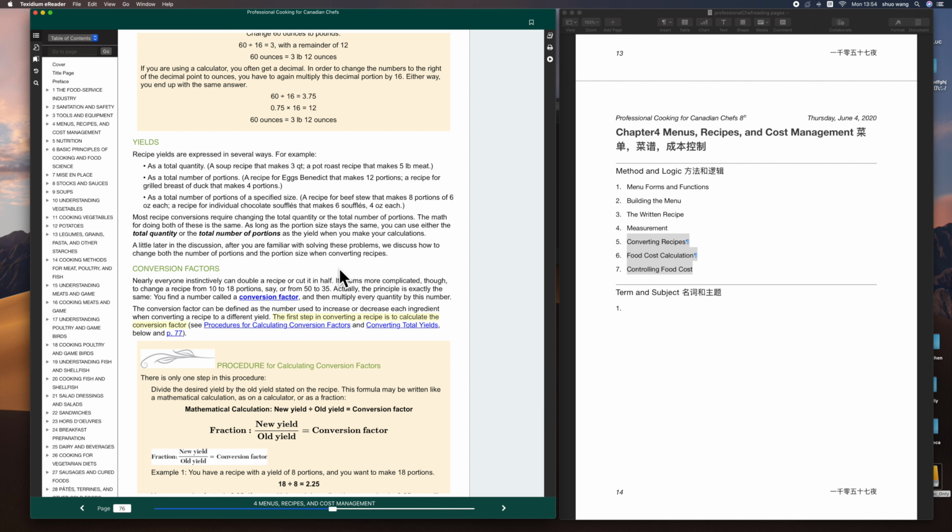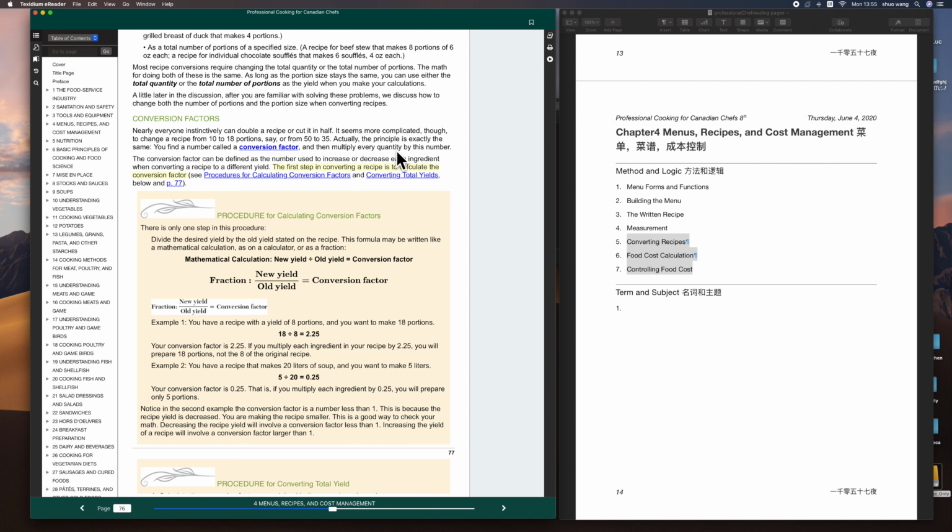Conversion factors. Nearly everyone instinctively can double a recipe or cut it in half. It seems more complicated though to change a recipe from 10 to 18 portions, say, or from 50 to 35. Actually, the principle is exactly the same. You find a number called a conversion factor and then multiply every quantity by this number. The conversion factor can be defined as the number used to increase or decrease each ingredient when converting a recipe to a different yield. The first step in converting a recipe is to calculate the conversion factor.